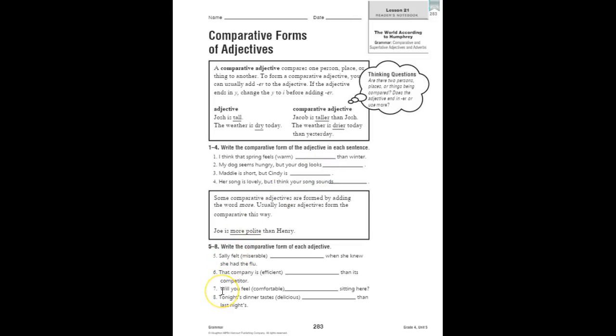Down here, 5 through 8, you're going to write the comparative form of each adjective. And it says that some are formed by adding the word more. Usually longer adjectives form the comparative in this way. So Joe is more polite than Henry. So number 5, Sally felt miserable when she knew she had the flu. So here we're adding more before. So she felt more miserable when she knew she had the flu. You're going to do the rest of these, adding more before the adjective. Make sure to have your learning adult check your work.